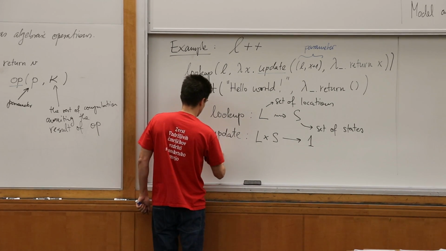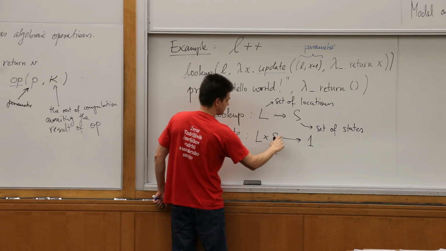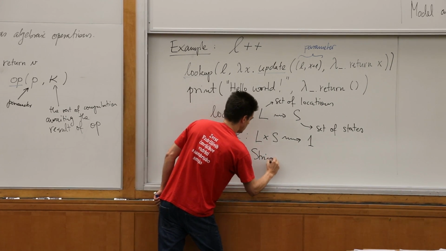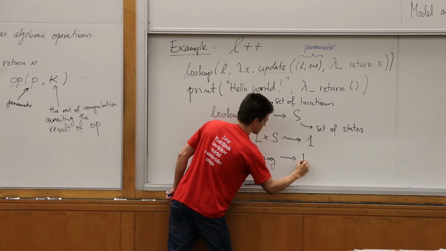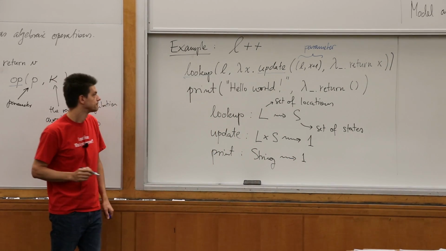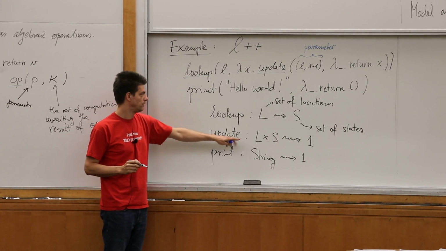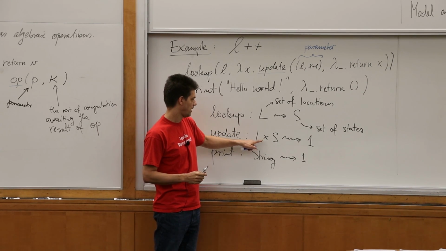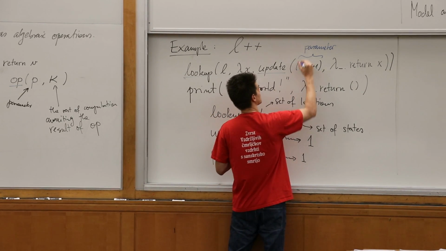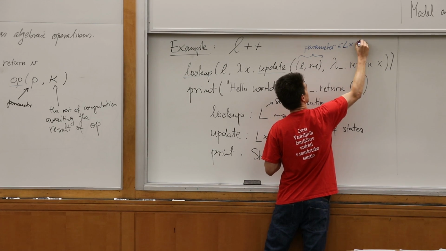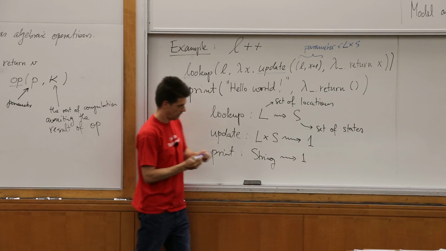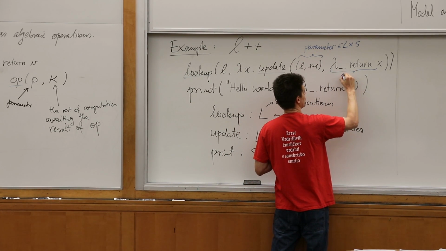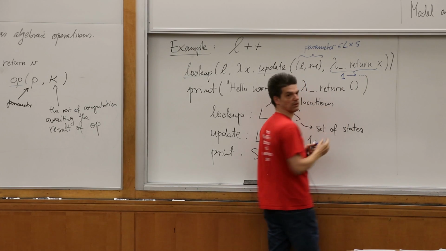What does print do? Not a function. It goes from string to unit. And when you see this, then you can read off what's going on. Because update has L cross S, this thing here is an element of L cross S. And because here I have 1, this thing here, kappa, is going to go from 1 to something.